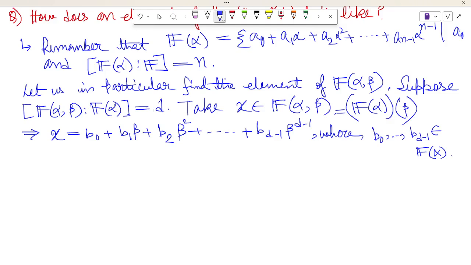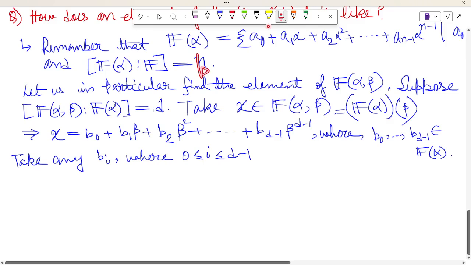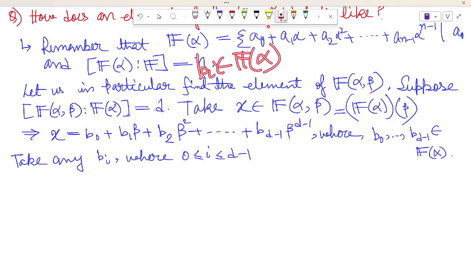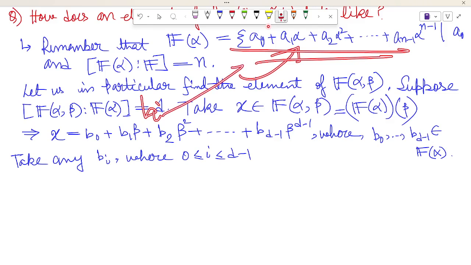Now observe that. Now take any bi from this set, i from 0 to d minus 1. Now bi, we are again applying this. So bi belongs to F(alpha). Now F(alpha) will look like this form. So each bi is expressible in this form.